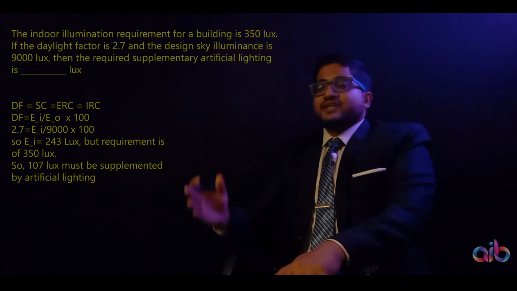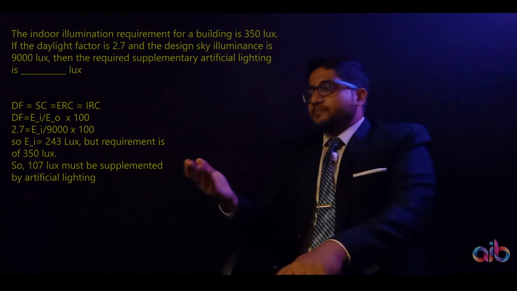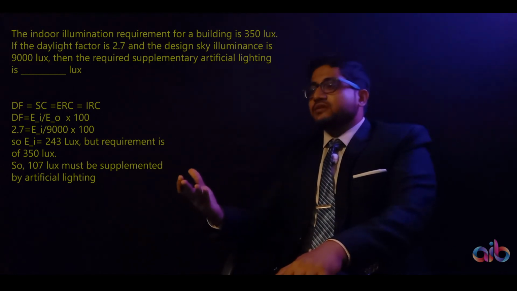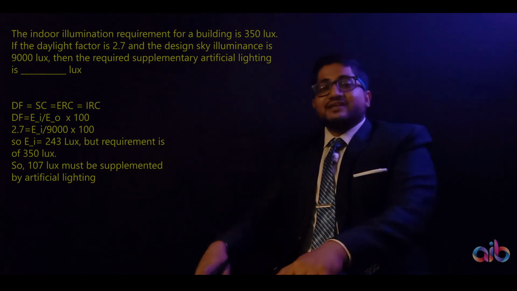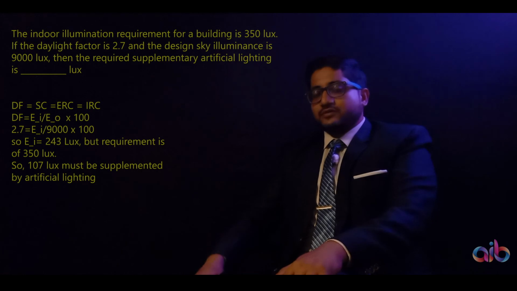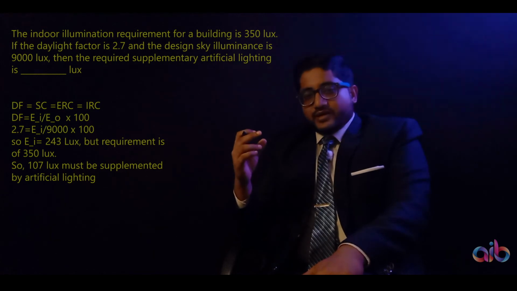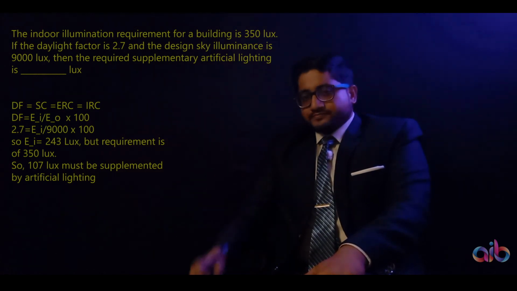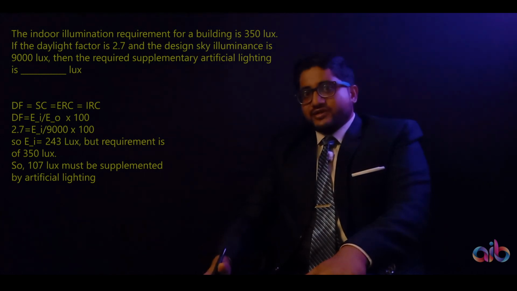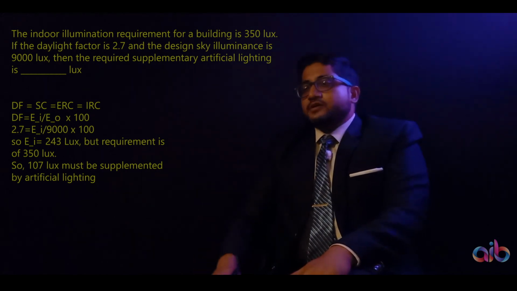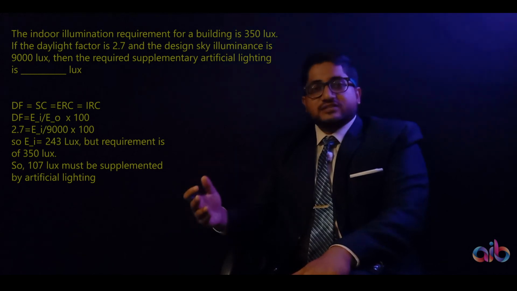That is the concept. Now they have said the proper lux level for this room is supposed to be 350 lux, and the sun is providing the external component they have mentioned. So the sun is providing 9000 lux, but the daylight factor is 2.7. If you solve that equation, you would find the EI, or the interior illuminance, is approximately 243 lux, but you would need 350 lux for the inside of the room. So you have to supplement an extra 107 lux for the entire room setup, and that is all there is for daylight factor kind of numericals.